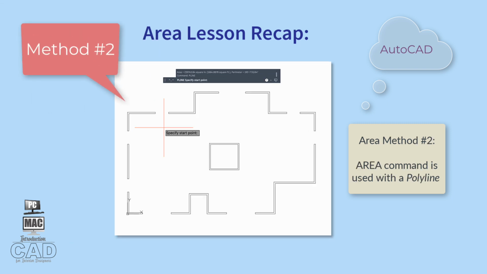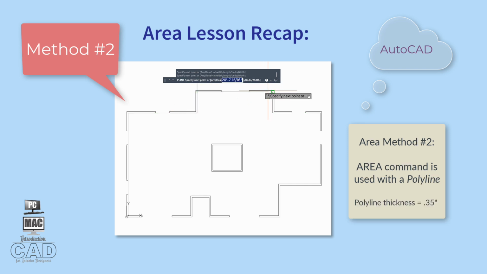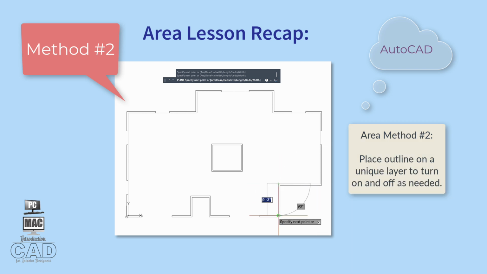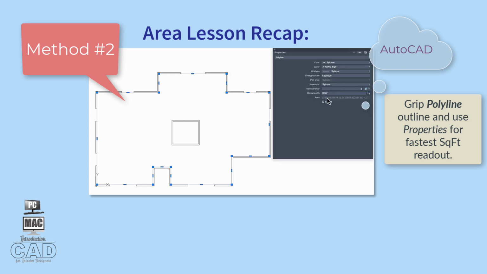In method number 2, the area command is used in conjunction with the polyline command, in which the polyline created a closed loop. I also demonstrated how to give the polyline a thickness for better visual clarity. Finally, a unique layer was created for the polyline outline so that the square footage information could be turned off when the outline is no longer needed. The Polyline method also allows for you to utilize the Properties panel for a quick readout of the square footage when the outline is selected.